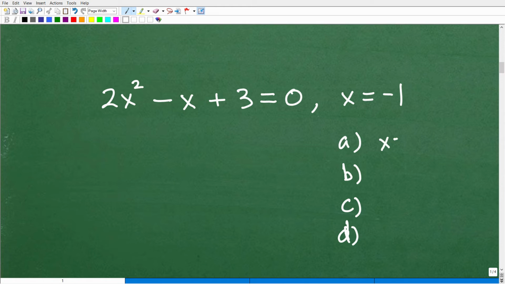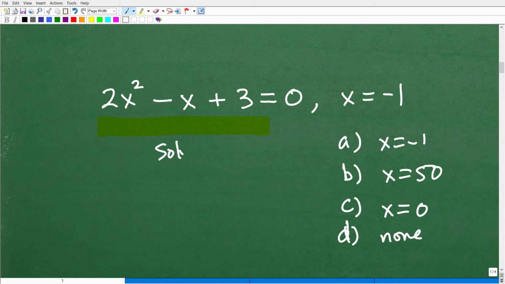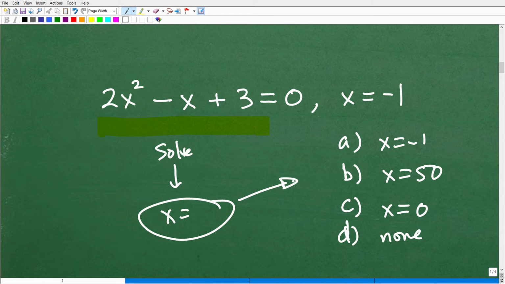And let's say x is equal to -1 is right here. We've got x is equal to 50 right there. x is equal to 0 right here. And then I would say maybe none of the above, right? And let's say you had no idea how to solve this equation. Most students are going to say, okay, I have to solve the equation, and then I'm going to get my answer, x is equal to whatever, and then I'm going to look and select the right answer.